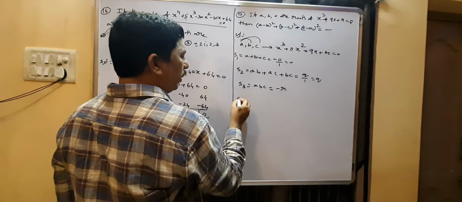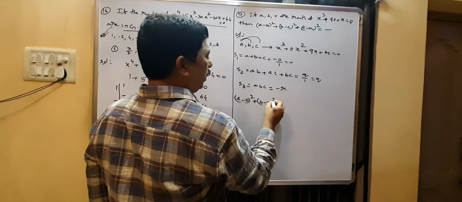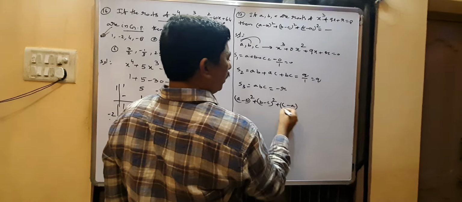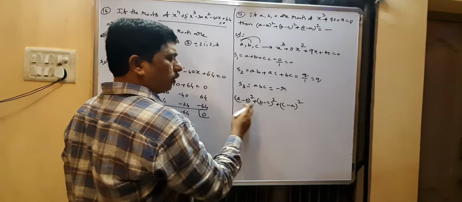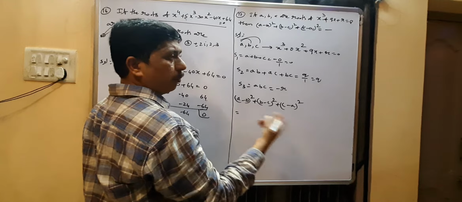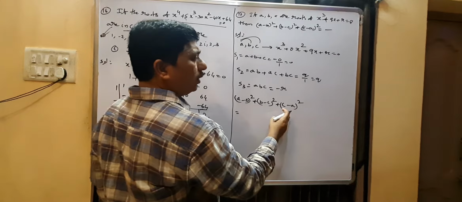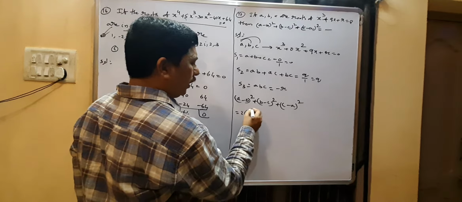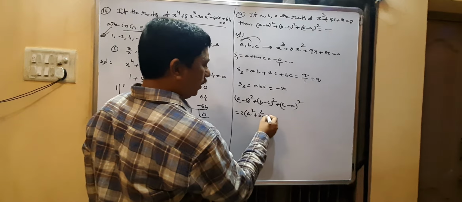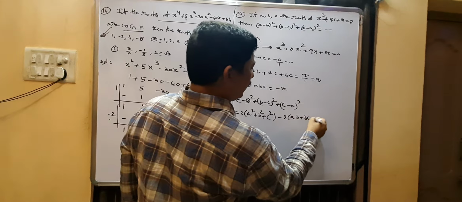They ask to find a minus b whole square plus b minus c whole square plus c minus a whole square. So you can expand this total, a minus b whole square by using the formula a square plus b square minus 2ab. This is b square plus c square minus 2bc. This is c square plus a square minus 2ca. So 2 times of a square plus b square plus c square minus 2 times of ab plus bc plus ca we will get.